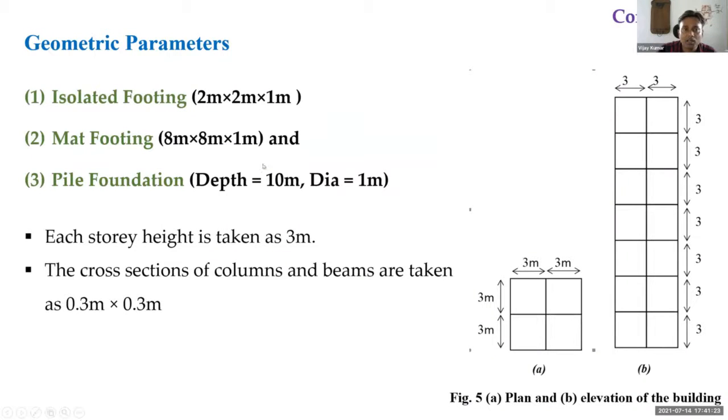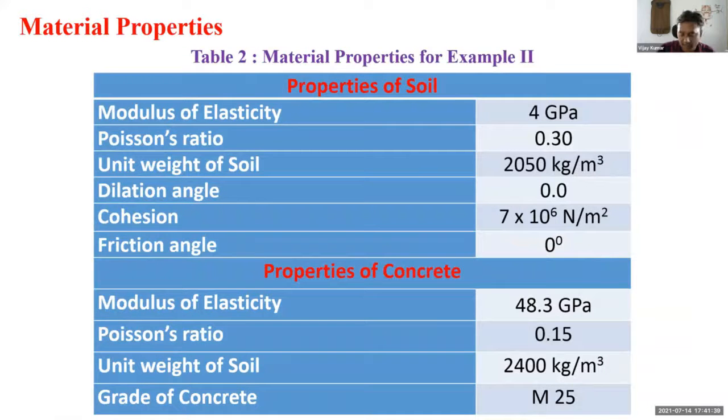And these are the geometric properties of the structure which were used. Three types of foundation have been used: isolated footing, mat footing, and pile foundation. Two different earthquakes have been applied to this structure to get the response at different points. And these are the material properties used for the soil and concrete for the second example.